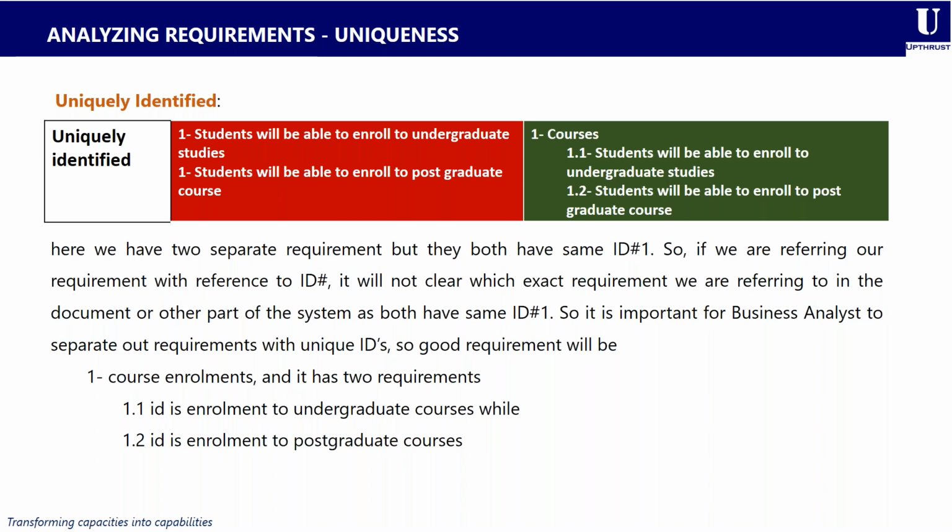So it is very, very important for us as business analysts to separate out our requirements with unique identification numbers. A good requirement will be that the first one, which is course enrollment, is going to have two requirements: 1.1 ID is enrollment, students will be able to enroll to undergraduate studies. The 1.2 will be students will be able to enroll to postgraduate studies. This way, you've been able to uniquely identify your requirements. And in the future, when you are making reference to your requirements, you can refer to them with their unique ID numbers.